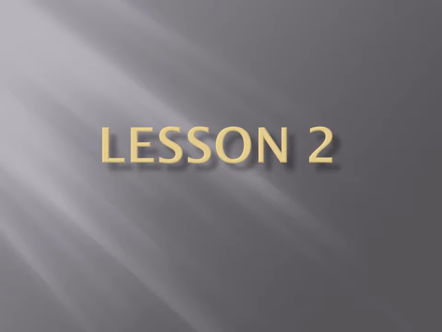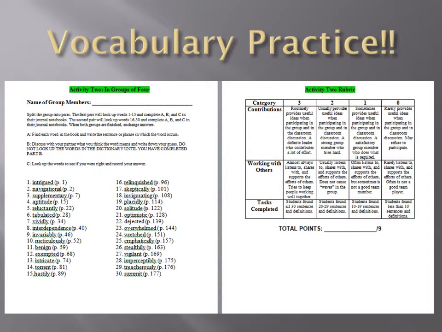Lesson 2 should begin with reviewing the blog contributions that the students made from the last lesson. I would then guide a discussion on the reading assignments from chapters 1 and 3. Next, students will break into groups of 4 and then into pairs. Each pair will take a column and complete A, B, and C in their journal notebooks. When both groups are finished, they can exchange answers to complete their vocabulary assignment.